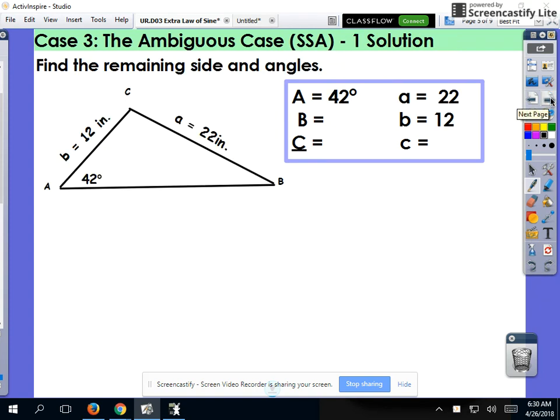All right. For the next one, I want you to pause the video and try to figure out which one this is. Shouldn't take you too long. Just figure it out. Don't do any work.